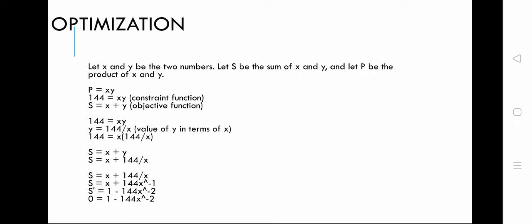And we have to find the sum of x and y. So we have s is equal to x plus y, which is the objective function. Yun yung kailangan nating hanapin. Now let's try to manipulate the constraint function. 144 is equal to x times y, so y is equal to 144 divided by x. And since we have now the value of y, which is 144 divided by x, we can manipulate 144 into 144 is equal to x multiplied by 144 divided by x.